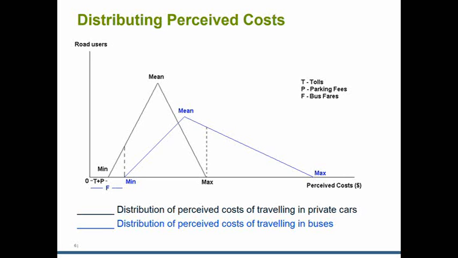So if bus fares were reduced, went down from 8 to, let's say, 4, you'd see a shift of that whole bus perceived function, and then you would see a larger overlap with the cars, and you should have people switching, based on these distributions, to using buses.